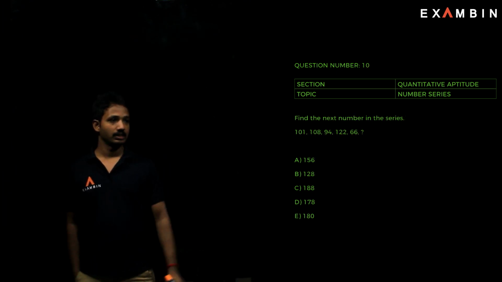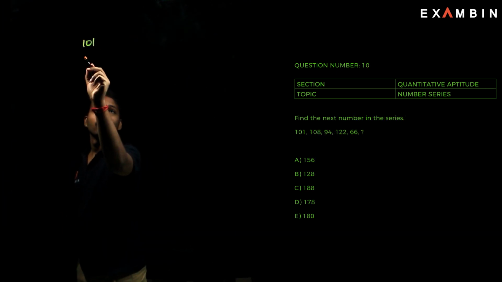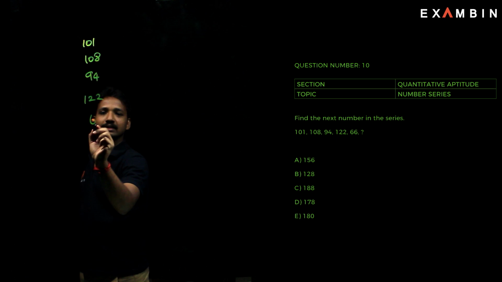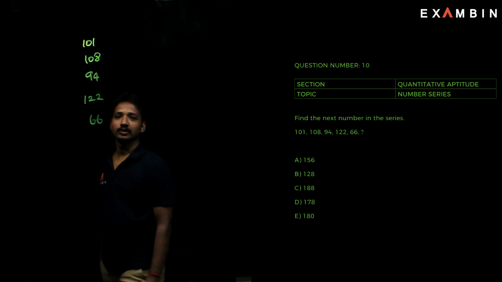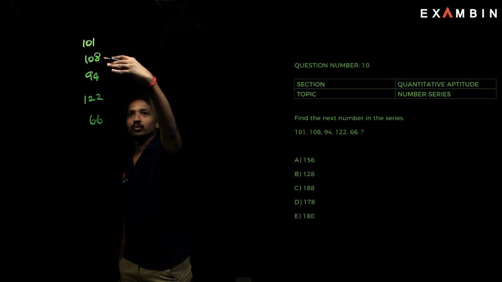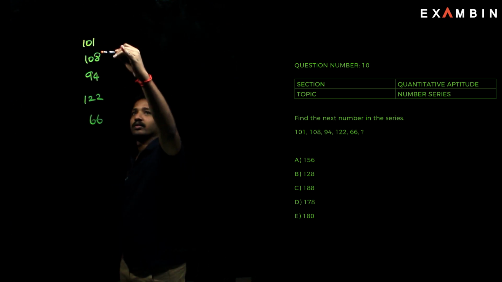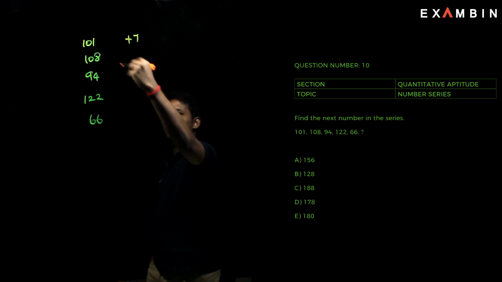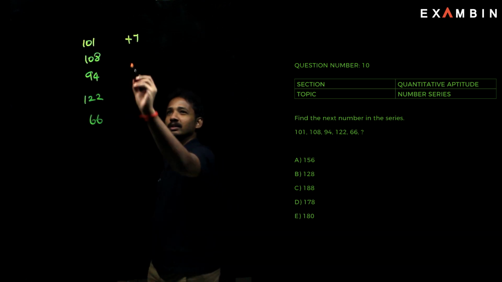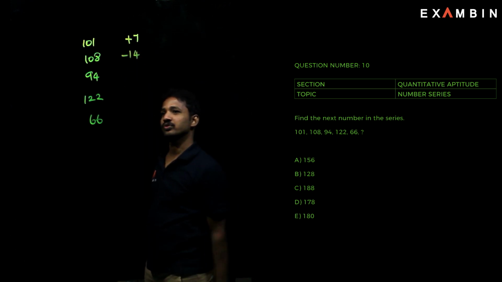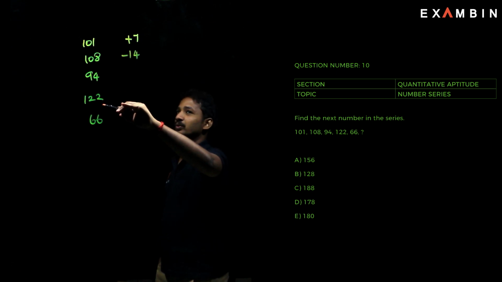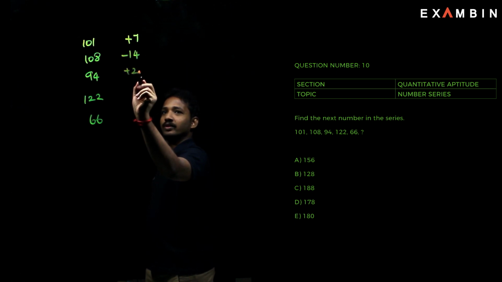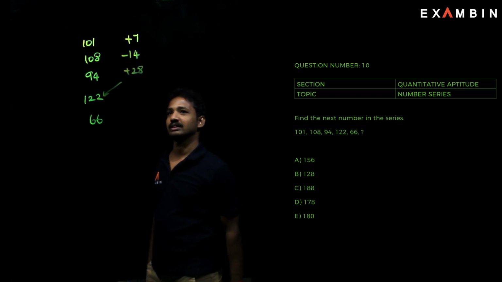Find the next number in the series 101, 108, 94, 122, 66. As always, we need to find the differences between the two numbers in the series. 101, 108. What has happened here? 7 is added. 108, 94. What has happened? 14 got reduced. 94, 122. What has happened? 28 is added, so that 122 has come.